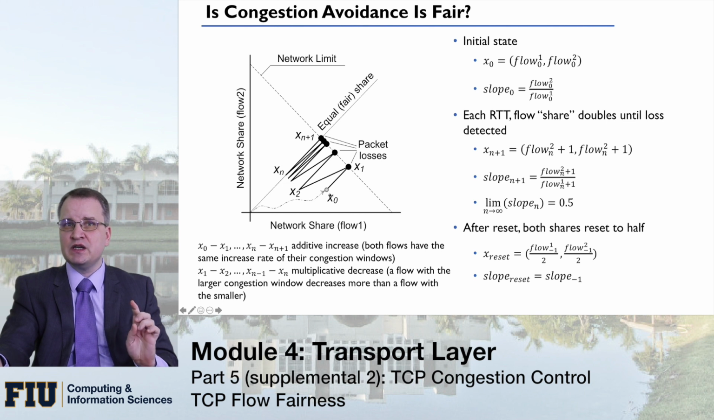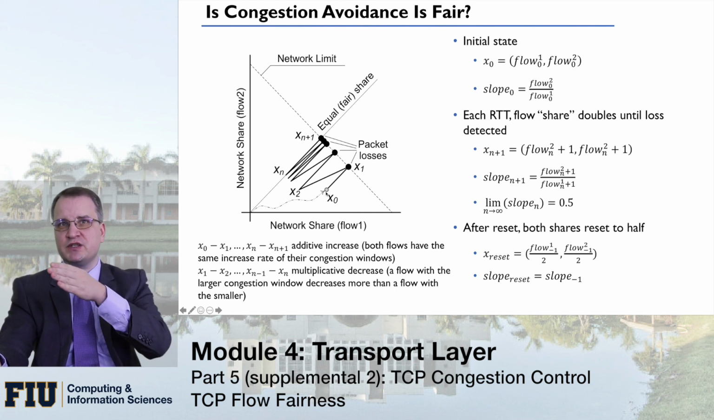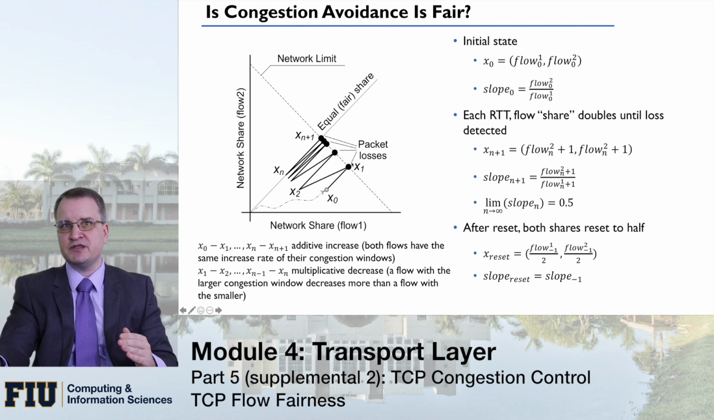What happens is, if you do some calculations, effectively each RTT they increase by 1, meaning they increase by the same amount. So they will be increasing parallel to the fair share line. At some point, they will detect losses, and both of them will halve their congestion window. So from this perspective it will be half, and from this perspective it will also be half.